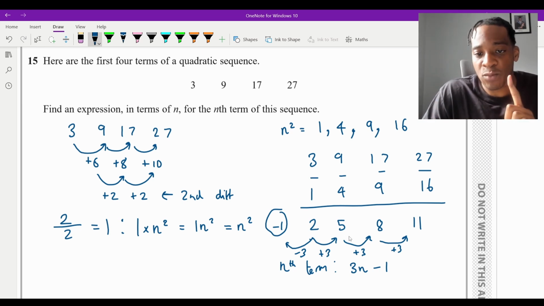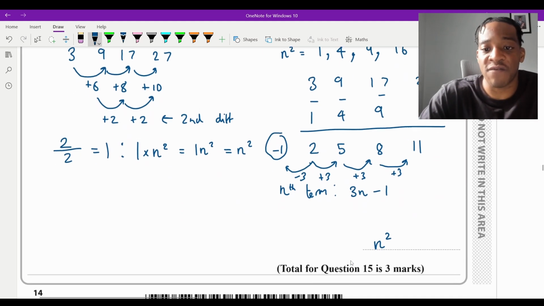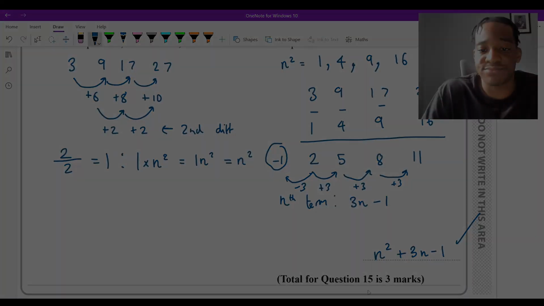So now we can say we've got the nth term for the linear sequence, which is 3n minus 1. What you do now to finish off is add this onto the n squared, the first part of your answer. So your final answer is n squared plus 3n minus 1. And that's it. That'll give you the 3 marks.